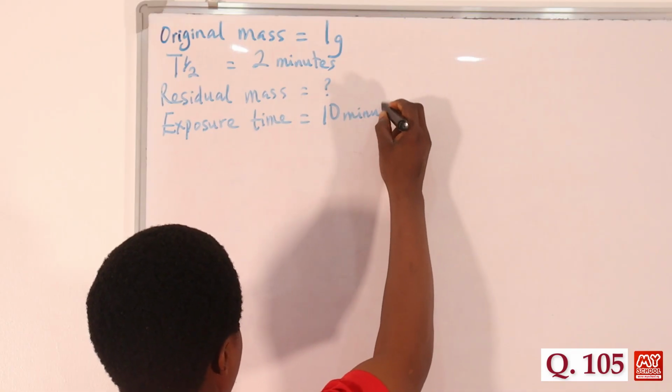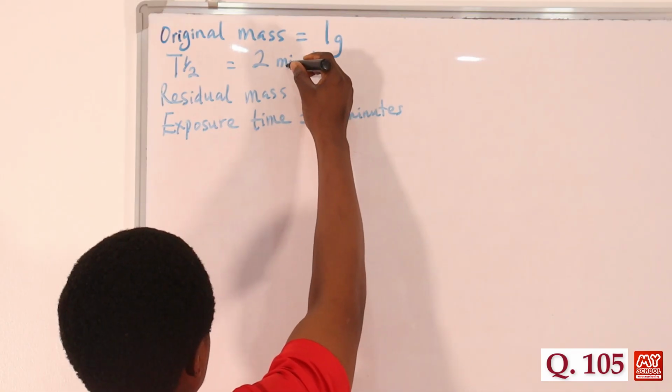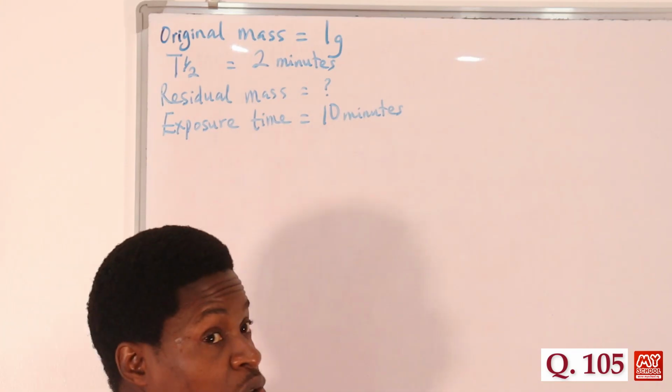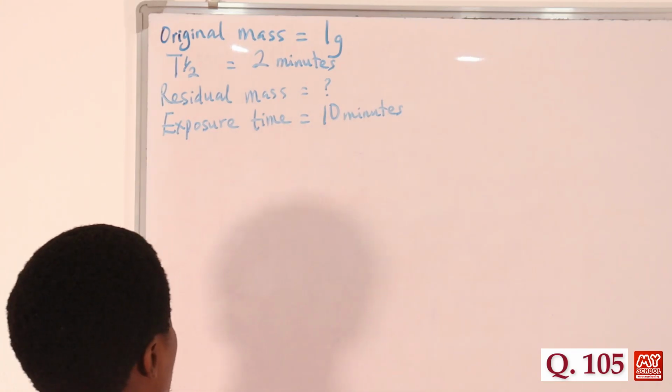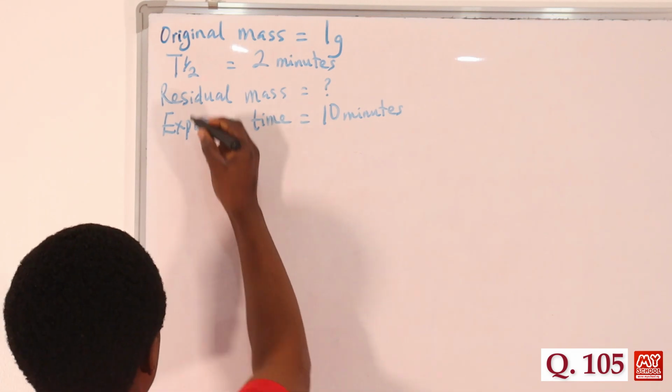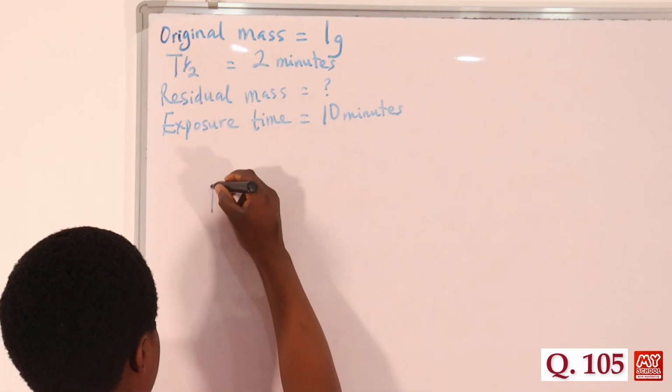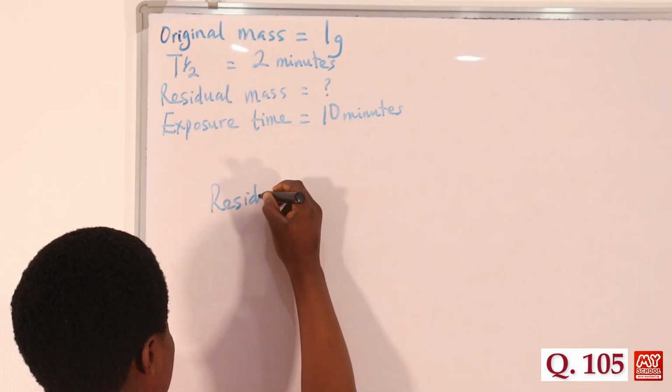Since both of them are in the same unit, we have 2 minutes and 10 minutes, there's no point doing any conversion. So we just work with that. So what is the formula? The formula to find this is, we say residual mass. This is so easy.